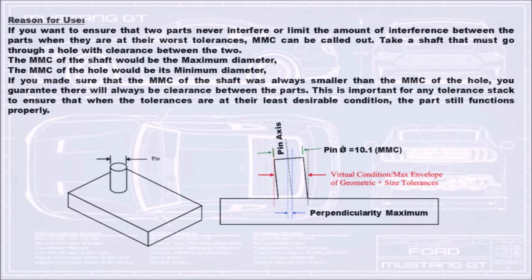Reason for use. If you want to ensure that two parts never interfere, or limit the amount of interference between the parts when they are at their worst tolerances, MMC can be called out. Take a shaft that must go through a hole with clearance between the two. The MMC of the shaft would be the maximum diameter, the MMC of the hole would be its minimum diameter. If you made sure that the MMC of the shaft was always smaller than the MMC of the hole, you guarantee there will always be clearance between the parts. This is important for any tolerance stack to ensure that when the tolerances are at their least desirable condition, the part still functions properly.